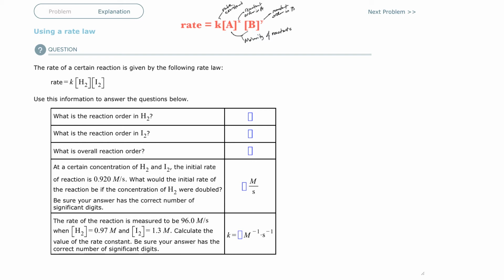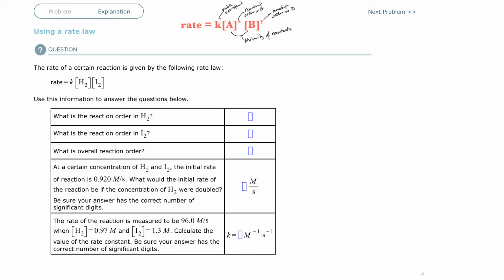When you add up all the individual reactant orders, you get the overall reaction order. So the reaction order in A would be like a 1 or a 2 or a 3. The reaction order of B would be a 1, 2, or 3. Then you add those numbers up, and that'll be the total reaction order. Okay, so let's look at the first three questions before we go any further.